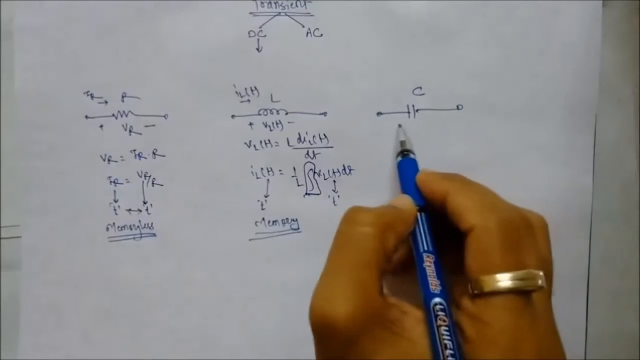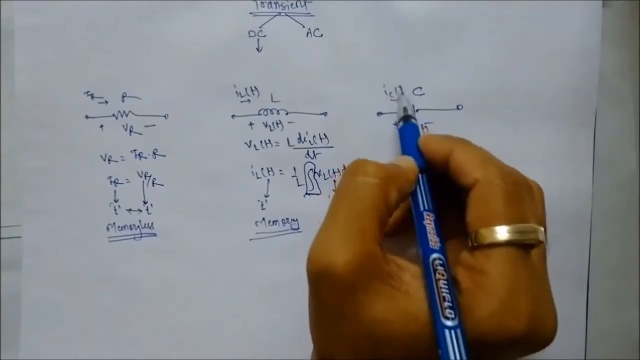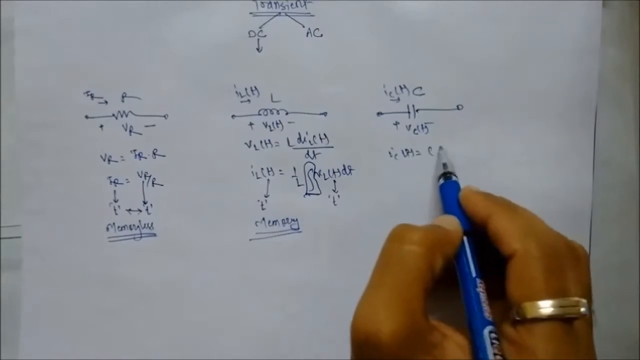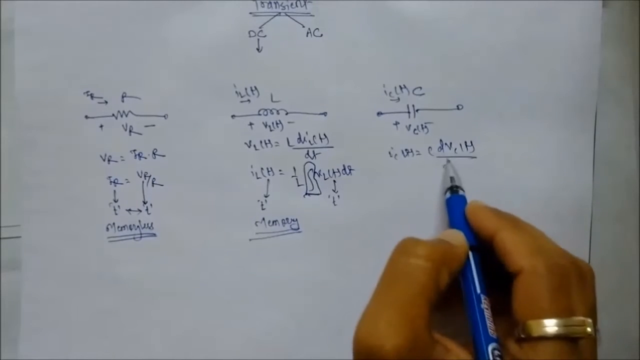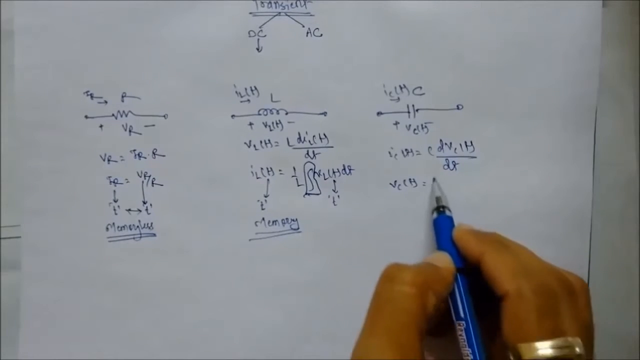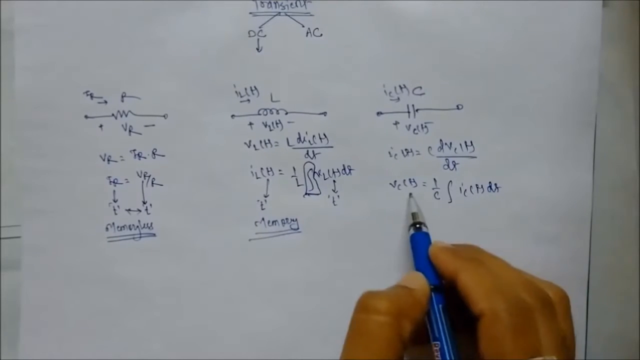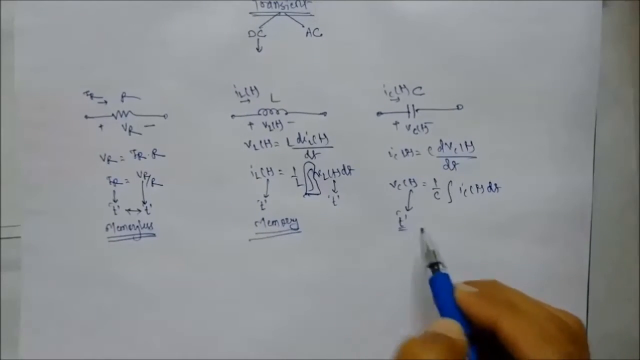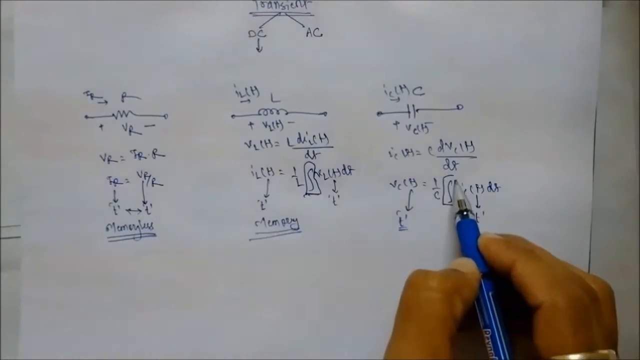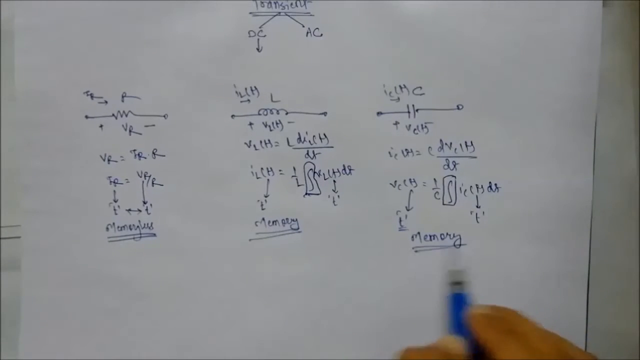Similarly, consider the case of capacitor. Let's say VC(t) is the voltage across the capacitor and IC(t) is the current passing through the capacitor. Then IC(t) is equal to C dVc/dt. Rearranging the same for voltage, we know VC(t) is equal to 1 by C integral IC(t) dt. Now, the voltage across the capacitor at any instant t depends not only on the present value of the capacitor current but also on the history of the capacitor current. That means it is also an element with memory.